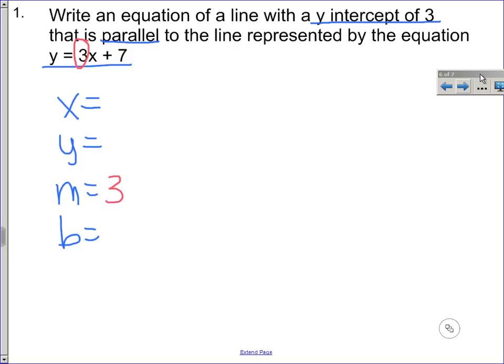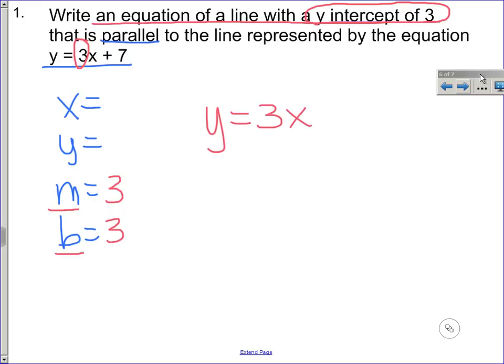And they're telling me write an equation of a line with a y-intercept of 3. So the information they're giving me about the equation I'm writing is that the y-intercept is 3. So b equals 3. In order to write an equation, I need my m and I need my b. So I have what I need, and I can write it as y equals 3x plus 3.